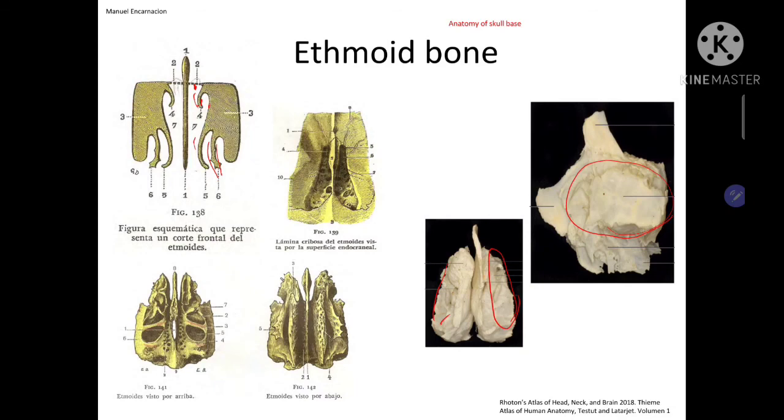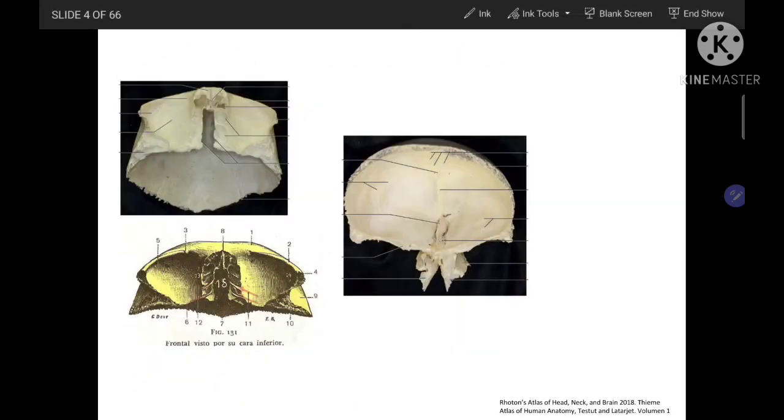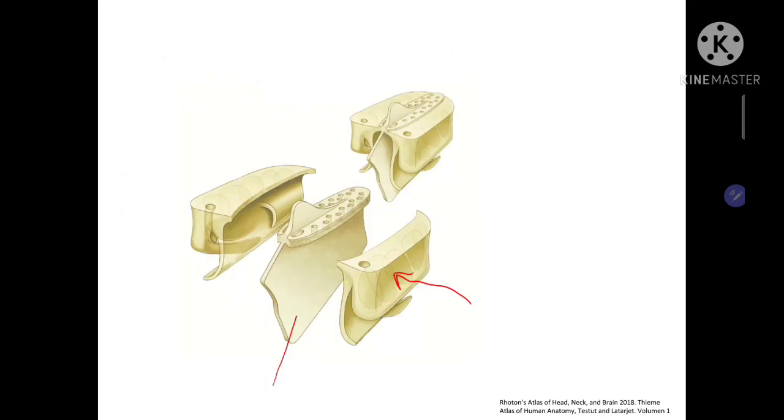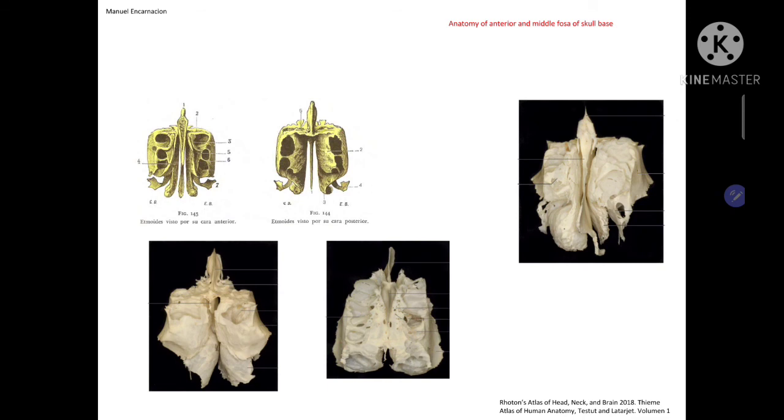So posterior to the uncinate process, the lateral wall of the middle nasal meatus is raised by the ethmoidal cells, which form an elongated protrusion in an oblique direction, called the ethmoidal bulla. You see the uncinate process here.